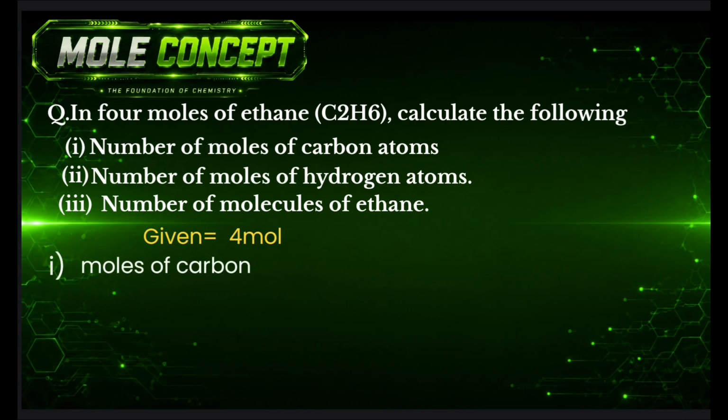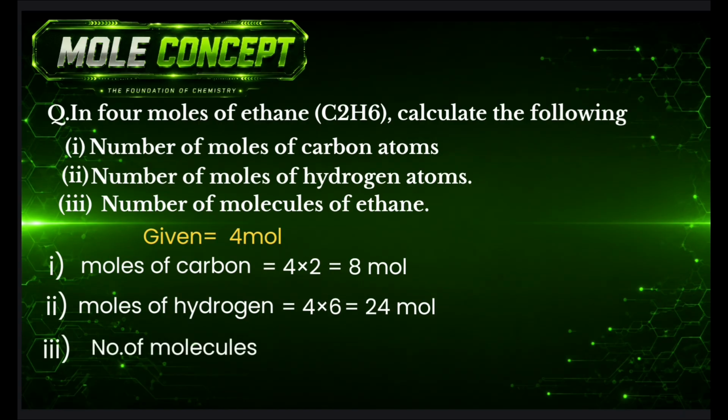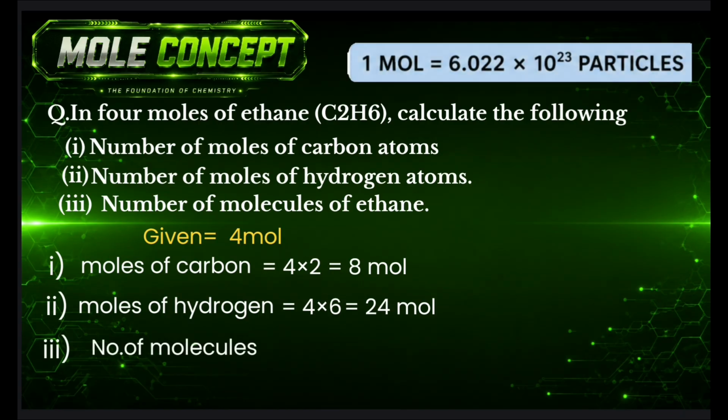To find the moles of carbon atoms, we look at the formula of ethane, C2H6. There are 2 carbon atoms in 1 molecule, so we multiply 4 by 2. So moles of carbon atoms equals 8 moles. Similarly, there are 6 hydrogen atoms in ethane. So for hydrogen, 4 times 6 equals 24. So moles of hydrogen atoms equals 24 moles. Now for the last part, the number of molecules. We know that 1 mole equals Avogadro's number of molecules. So in 4 moles, it will be 4 times Avogadro's number, which is equal to 2.4 times 10 to the power 24.